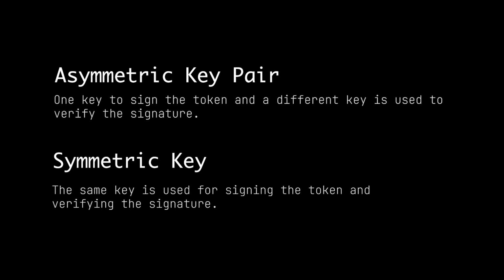So we have asymmetric and symmetric. Asymmetric, which we used in the previous tutorial, uses two different keys. It uses a public and a private key. One to go ahead and sign the token, and then one to go ahead and validate the token. In a symmetric key, we only have one single key. The same key is used to both sign the token and validate the token. This, as you can imagine, is a little bit faster and a little bit simpler.